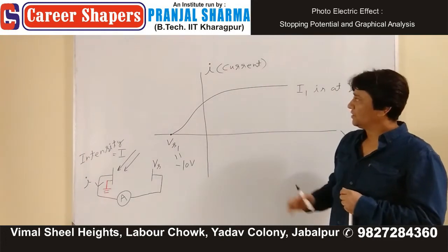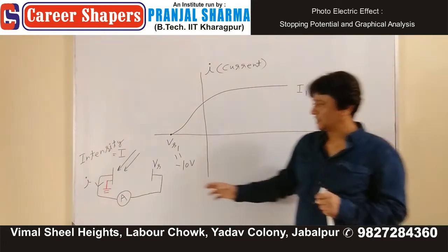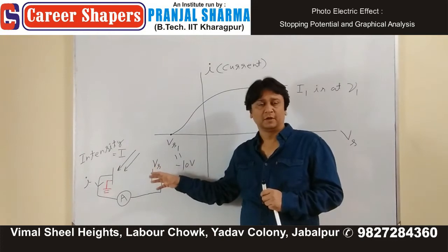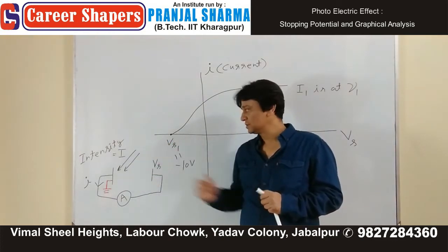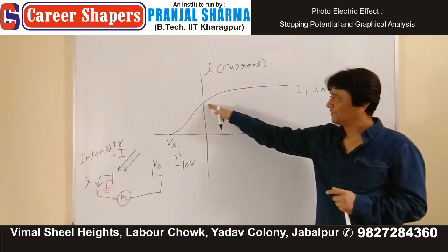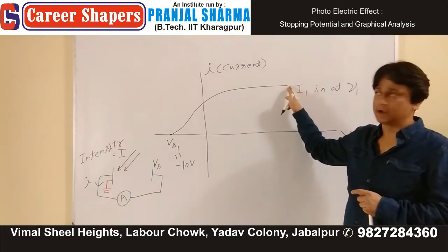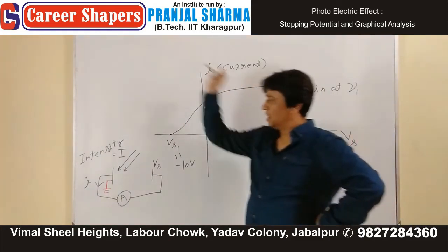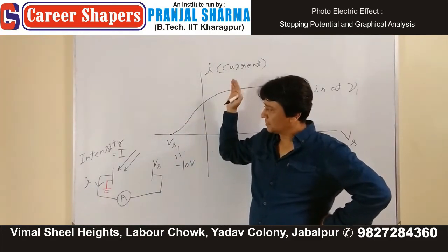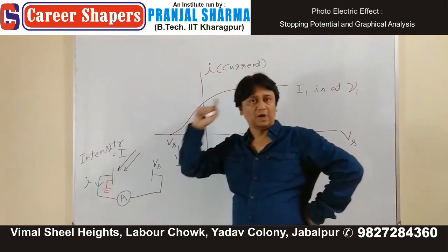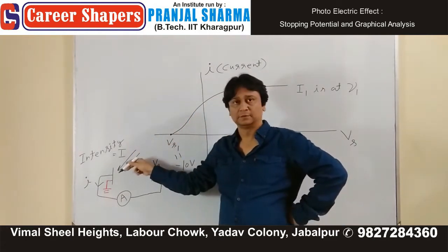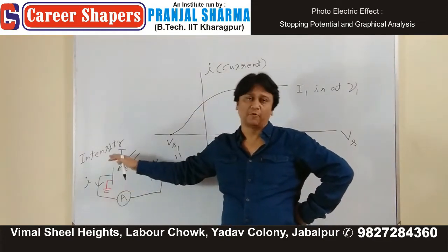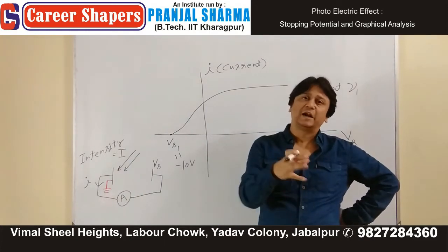But then, if I keep on increasing Vs, if I keep on making it positive, 10 volt, 20 volt, 30 volts, like this, then what is observed? After some time, you get a saturated current. Current no longer increases. And the reason is, suppose 1 billion photons of green color arrive and reach this plate. Out of these 1 billion photons, suppose we say that 100 electrons come out.